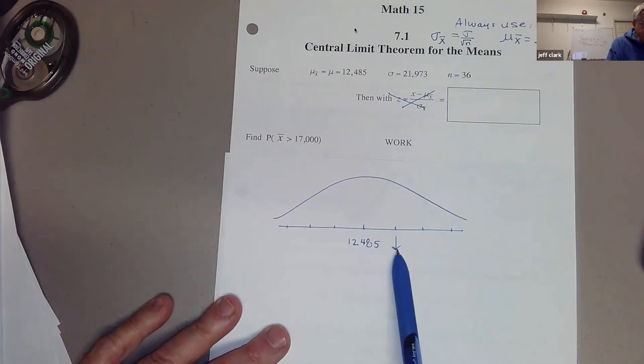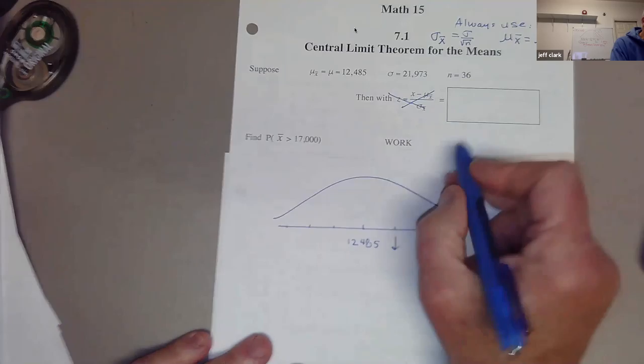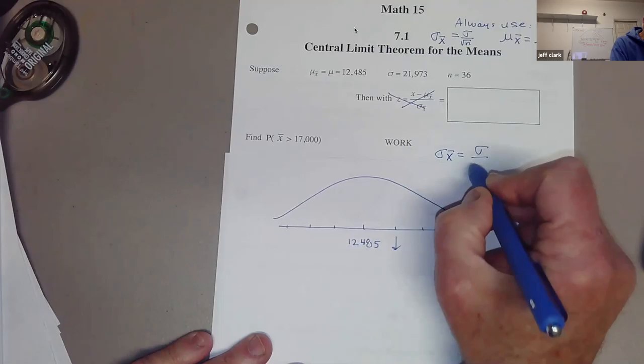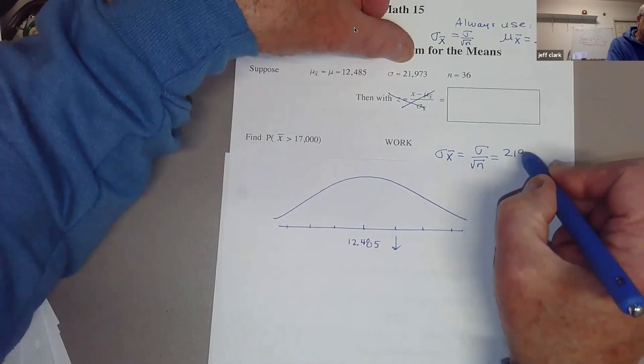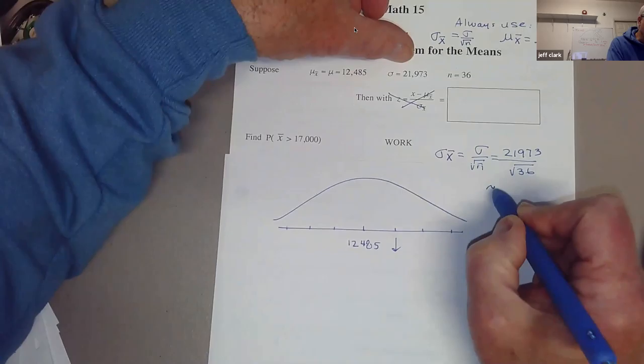They add 21,973, and it seems like it makes sense. But you can't do that, and there's a reason, which I haven't told you yet. You just have to do it. So we have to find sigma sub x bar, which is this. When you put in the sigma, which is 21,973, divided by the square root of 36, you get squiggle, squiggle, take a calculator. So you have to do this every time.